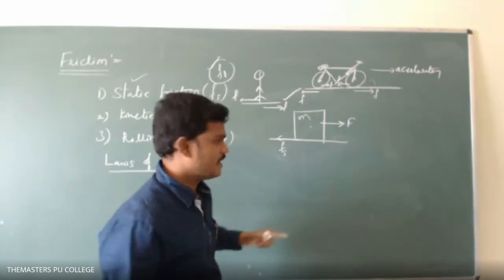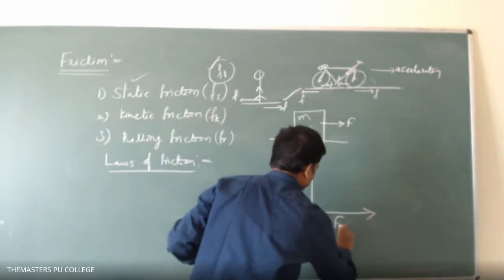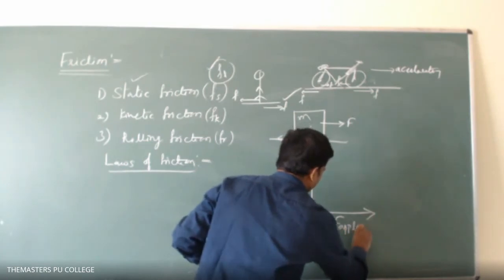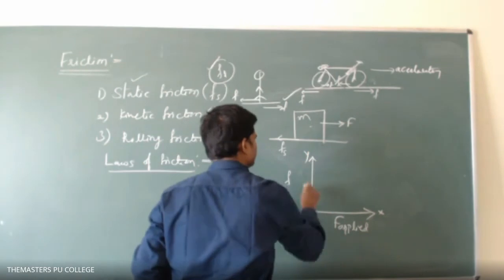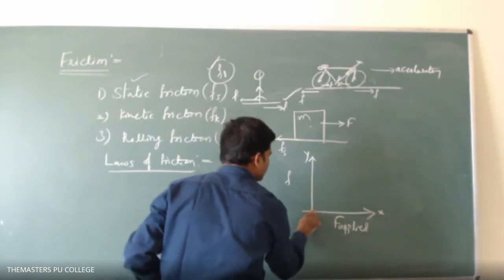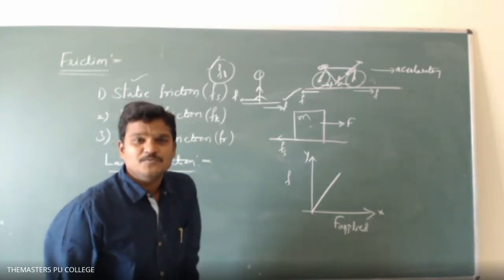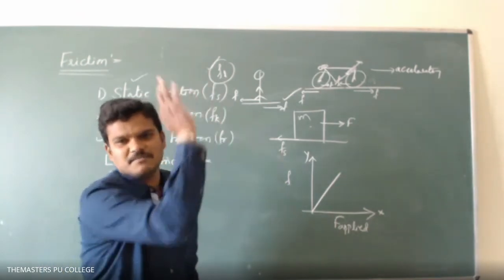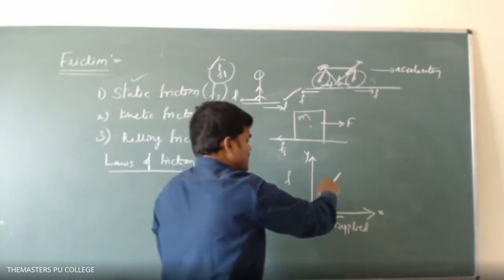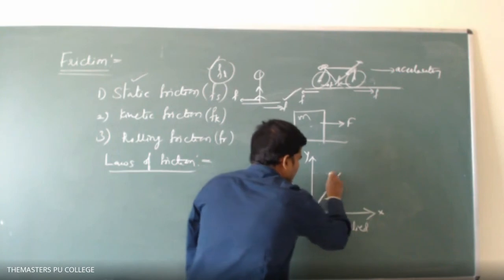If you draw a graph, it looks like this. Let us suppose applied force is on the x-axis and frictional force is on the y-axis. As the applied force increases, frictional force also increases and reaches a maximum value. After reaching the maximum value, if I apply more force, what happens? You have a maximum value of saturation.